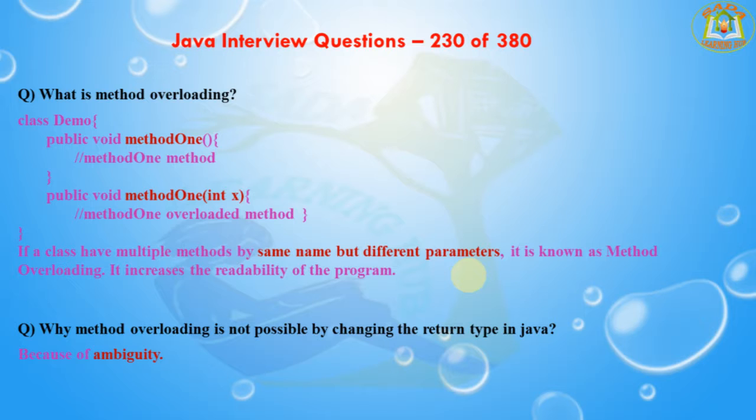The next question is, why is method overloading not possible by changing the return type in Java? Because of ambiguity. Because of ambiguity, method overloading is not possible by changing the return type in Java.